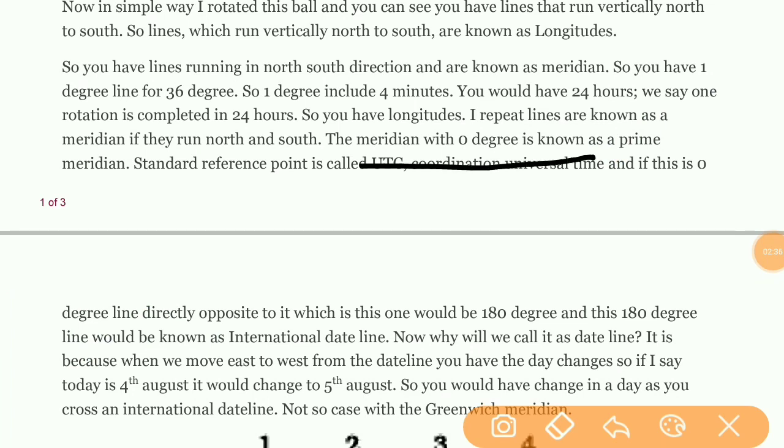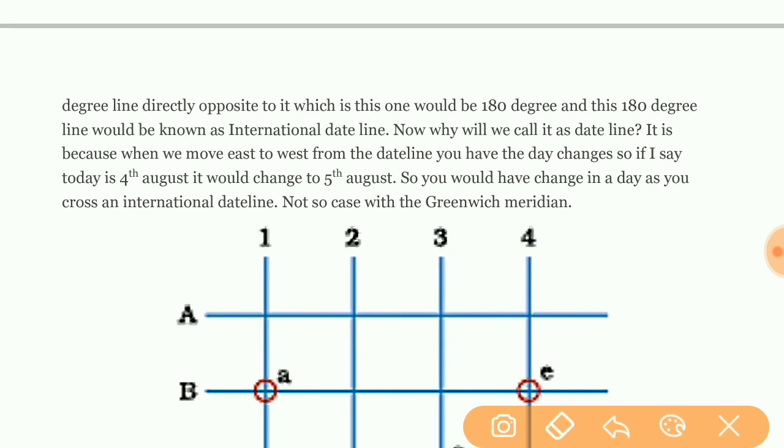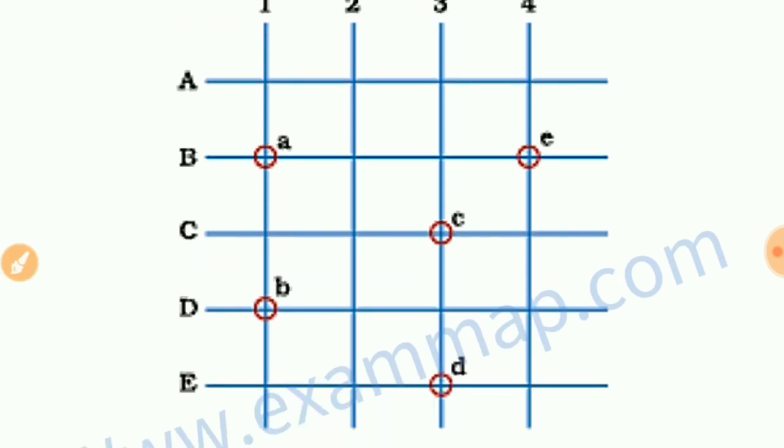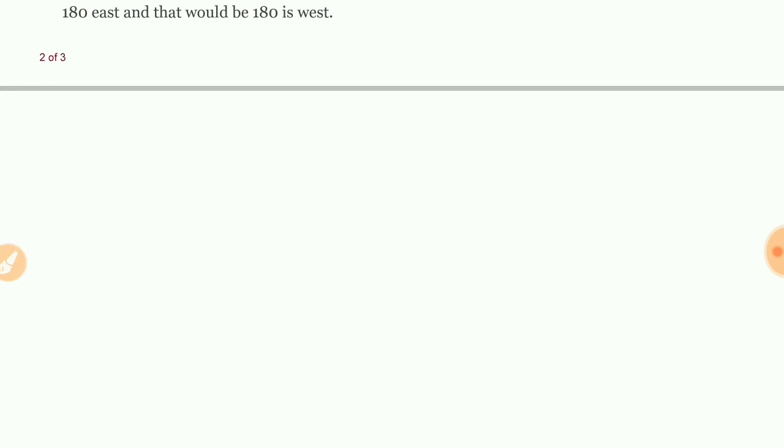The meridian with 0 degree is known as the prime meridian. I already told you, the standard reference point is called UTC, Coordinated Universal Time. I have told you about 180 degree east and 180 degree west. Let me explain it here.